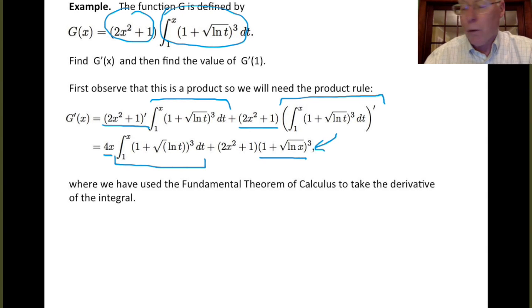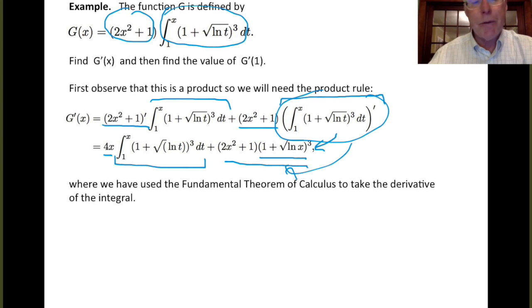That's because of the product rule. And then we have this differentiated integral over here, which looks like the kind of functions we've dealt with in the past. So there's a quick application of the fundamental theorem of calculus, which allows us, if we know that result, to just take integrals like this and immediately write down their derivatives.